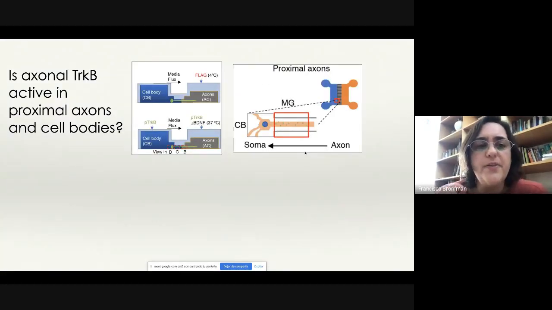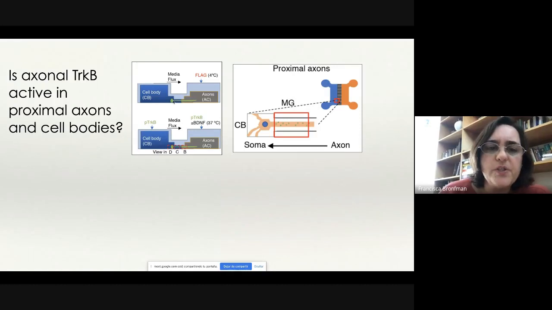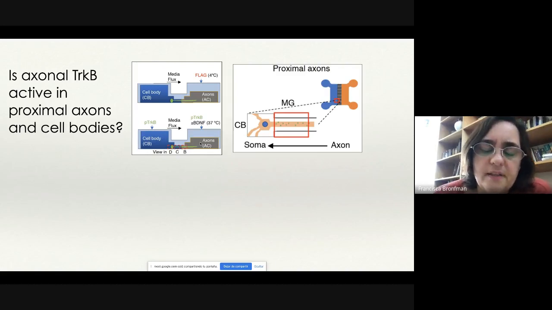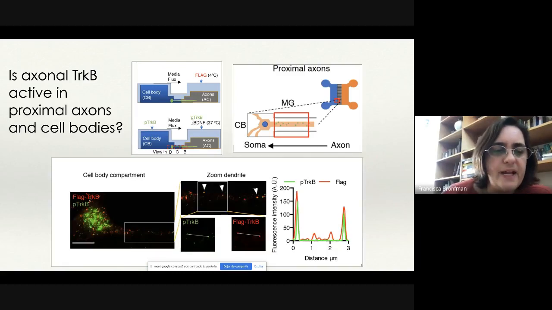First, we asked whether we can find active TrkB in the cell body when we have stimulated TrkB from axons. For that, we transfected neurons with an epitope-tagged TrkB that has the FLAG epitope in the amino terminus. We transfected neurons with this plasmid, and then we labeled the TrkB that is on the surface at 4 degrees with a FLAG antibody. Then we added BDNF for several minutes. Normally, I think these experiments are done with 3 hours of BDNF. We fixed neurons and did an immunostaining for phospho-TrkB. In red, you will see the FLAG TrkB, and in green, the phospho-TrkB.